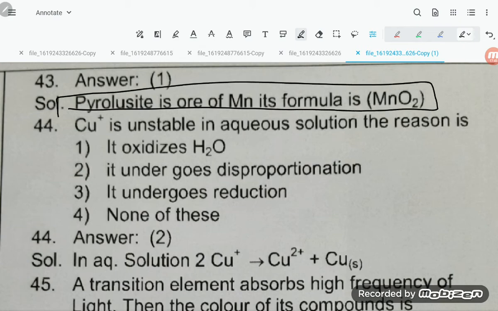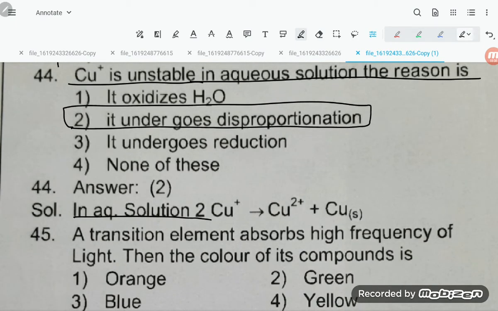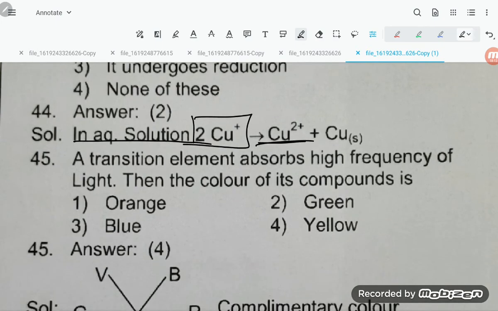Cu plus is unstable in aqueous solution. The reason is that it undergoes a disproportionation reaction, that is why it is unstable. In aqueous solution, 2Cu plus gives Cu2 plus and Cu.